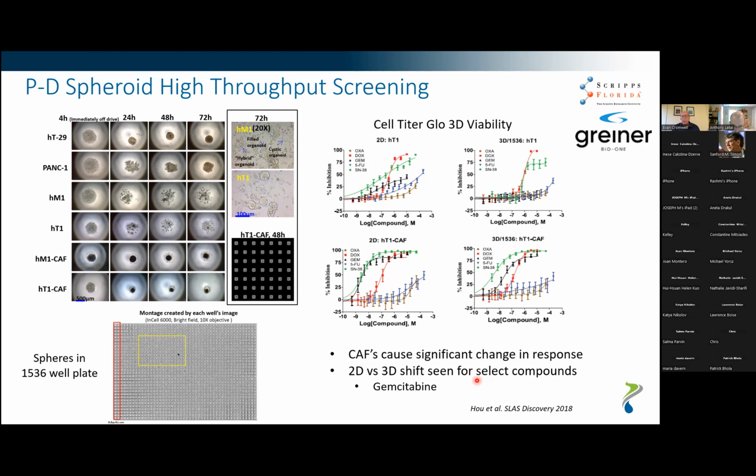In this case, he saw a shift for gemcitabine, with higher sensitivity for 2D than 3D. Again, just an example of how you can use patient-derived samples in a high throughput screening manner and get some really important data out to help do drug discovery and further drug development.